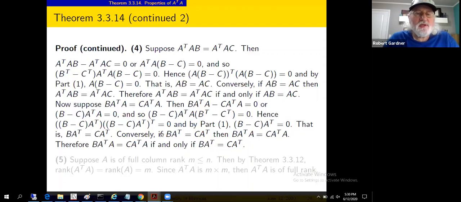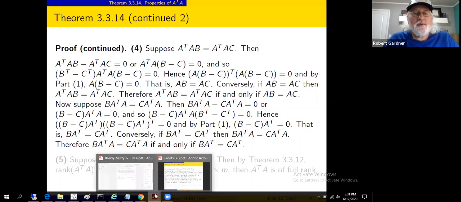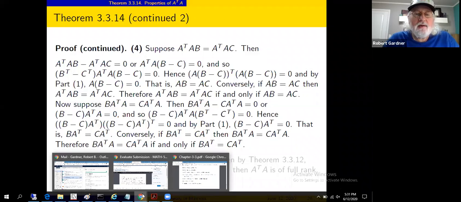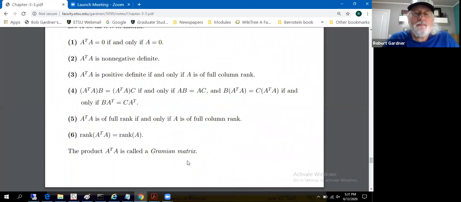That's why we go through this particular argument. Conversely, it's easy. If you got BA transpose equals CA transpose, multiply both of them on the right by A, and we get this if and only if this. That was the claim in part 4. So repetitive arguments, really. Let's take a look at part 5. A transpose A is of full rank if and only if A is of full column rank.